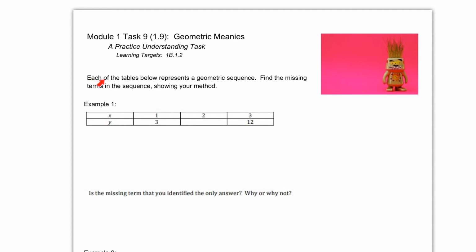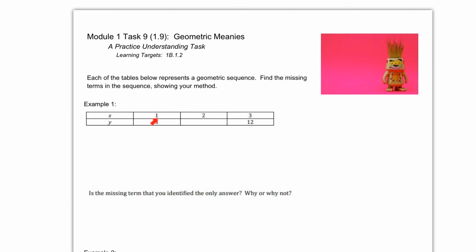This one says, each of the tables below represents a geometric sequence. Find the missing terms in the sequence showing your method. So in 1.8 we dealt with arithmetic sequences, now we're dealing with geometric sequences. Example 1 gives us a table.